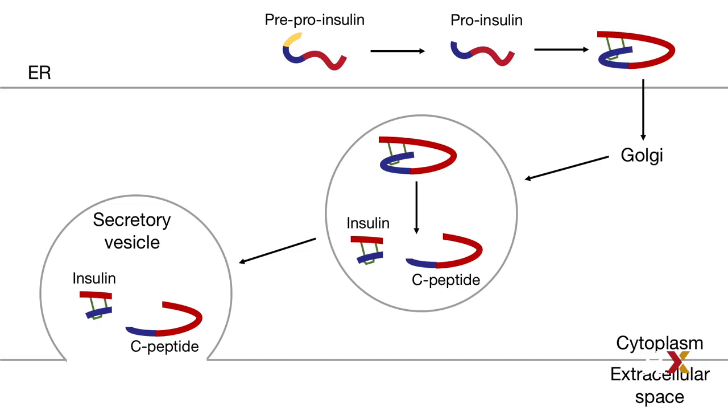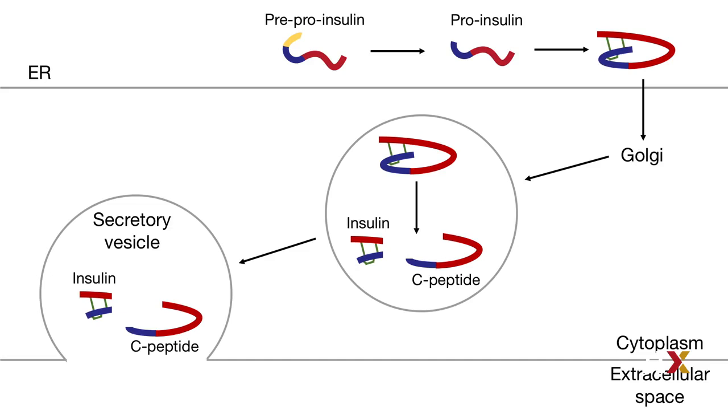The result is the accumulation of proinsulin inside the lumen of the ER. Intracellular disulfide bonds link together the N-terminal and C-terminal regions of proinsulin. Proinsulin is then transported to the Golgi system and to the secretory vesicles. Inside the secretory vesicles, insulin is subjected to proteolytic cleavage.